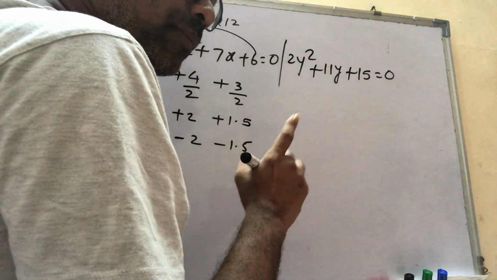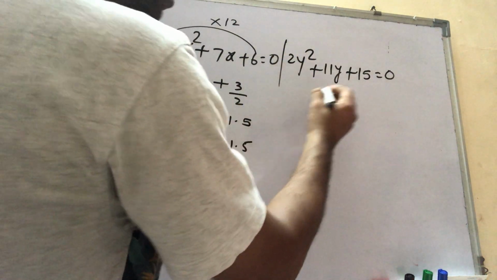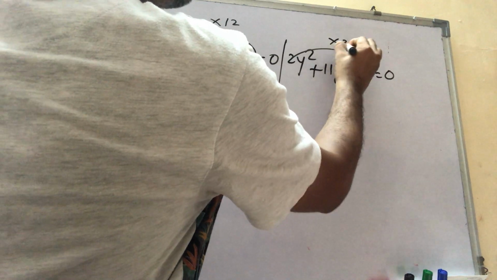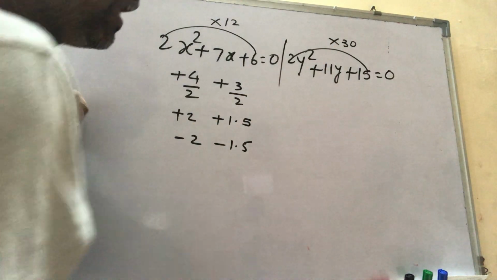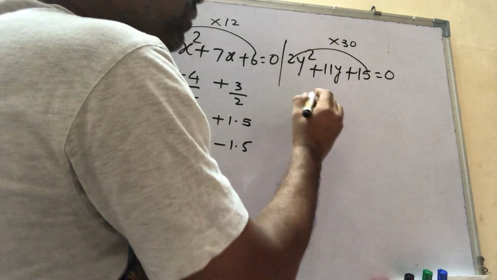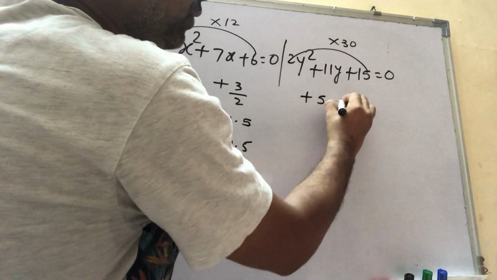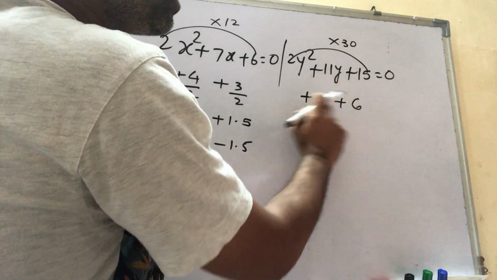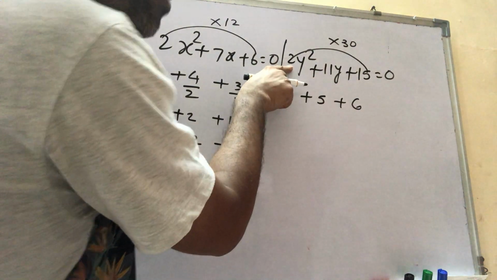Clear, everyone? Okay, next. Look at here, 15 into 2, 30. So multiplication should be 30 and addition should be 11. The factors are plus 5 plus 6. So 6 and 5 is 11 and 6 5s are 30.